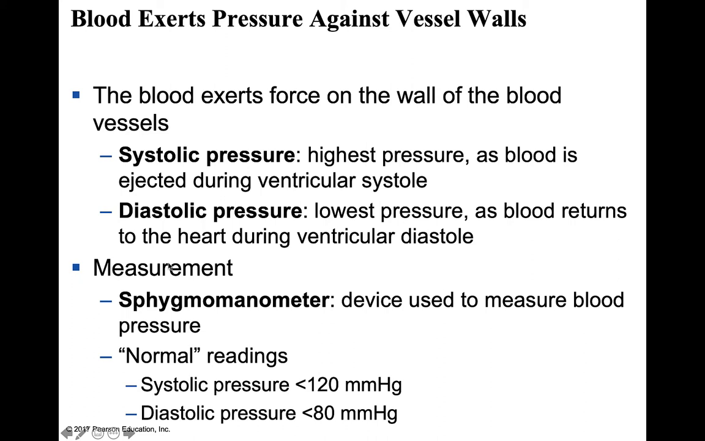When you've gone to the doctor's office and had your blood pressure measured, you'll always say one number over another. Systolic pressure, the top number, is the highest pressure as blood is being ejected during ventricular systole. The other thing to remember is that blood pressure is arterial. Diastolic blood pressure is the lowest pressure as blood is returning back to the heart during ventricular diastole, or arterial pressure as the ventricles are relaxing.